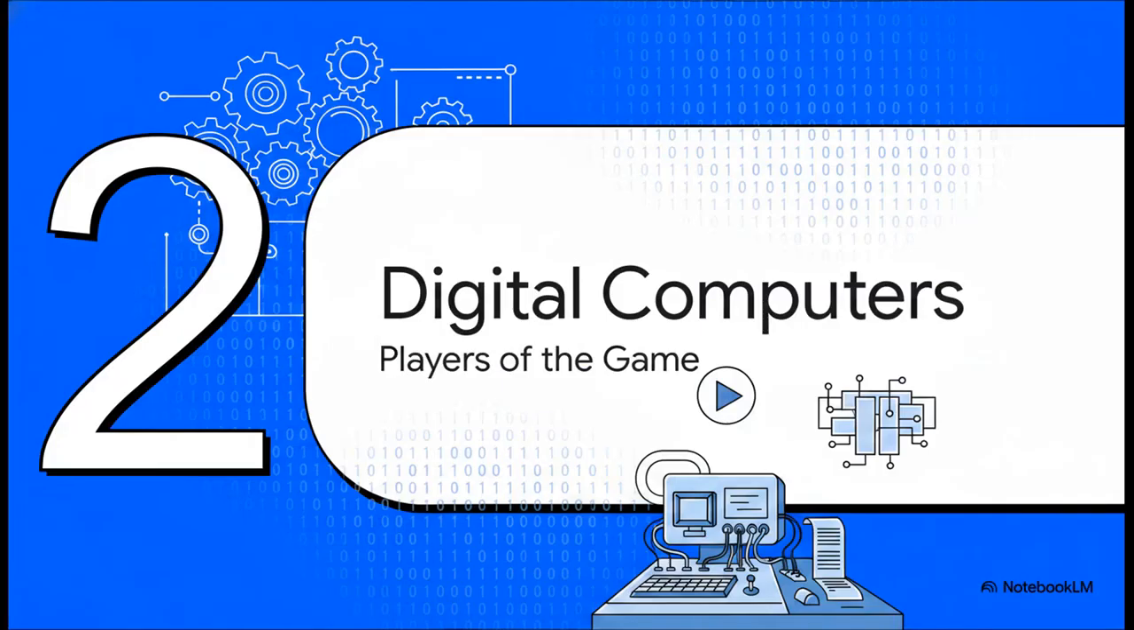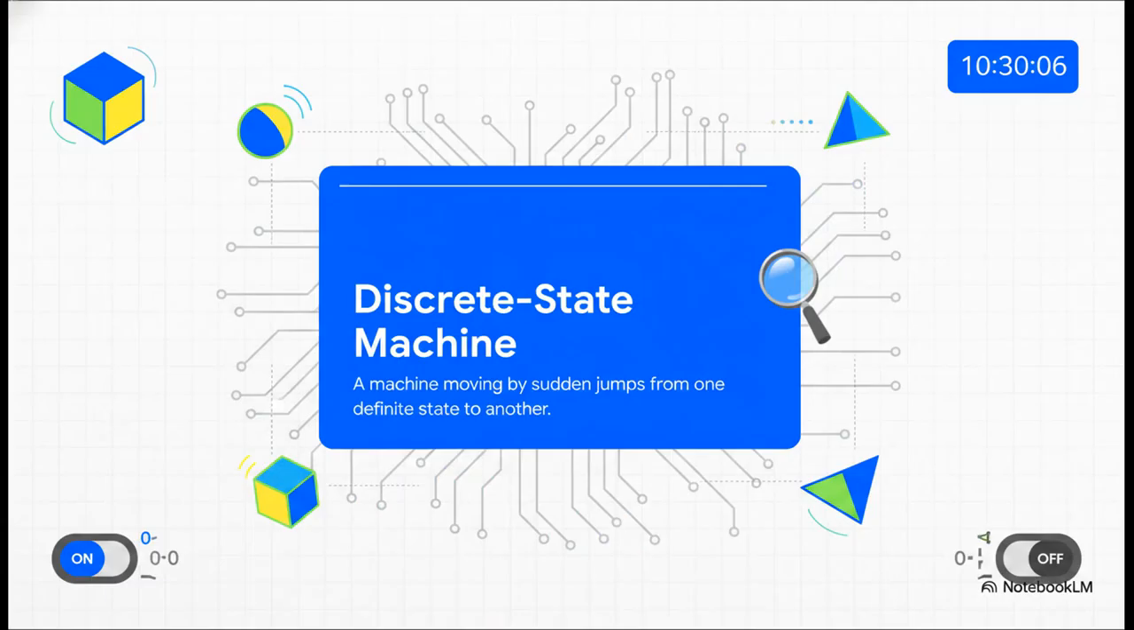Section 2. Universal digital computers, the players of the game. If a machine is actually going to play this game, we need to establish exactly what type of machine Turing means. He isn't talking about just any random mechanical contraption. He specifically restricts the players to what he calls a discrete-state machine. So what is that? Well, it's a machine that moves by sudden jumps or clicks from one quite definite state to another.